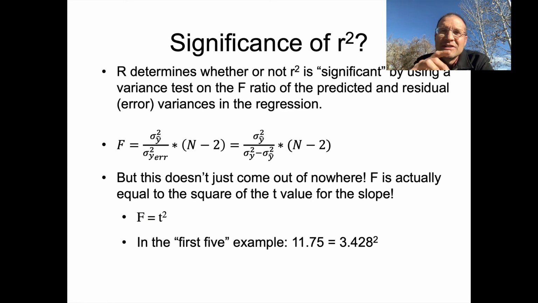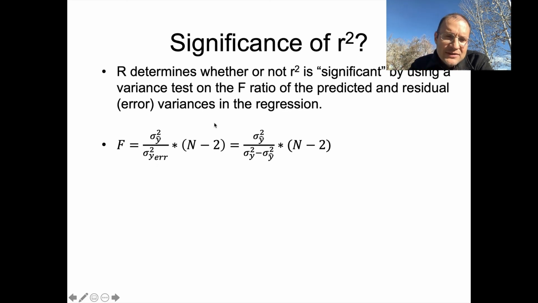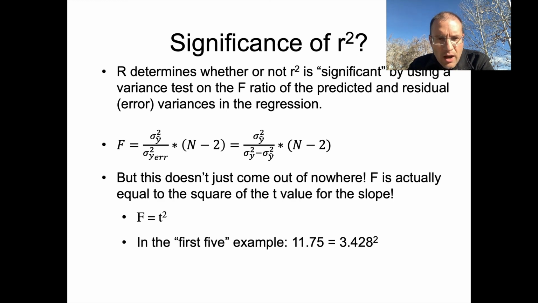So one part of this is that the bigger this ratio is, the more of y you can predict. And so the bigger F is, the further away it will be from 1, and the more likely you are to be able to make some meaningful predictions about the values of y. This value doesn't come out of nowhere, interestingly enough. F is actually equal to the square of the t value for the slope, or in other words, F equals t squared, where t is that equation I showed you on the previous slide.